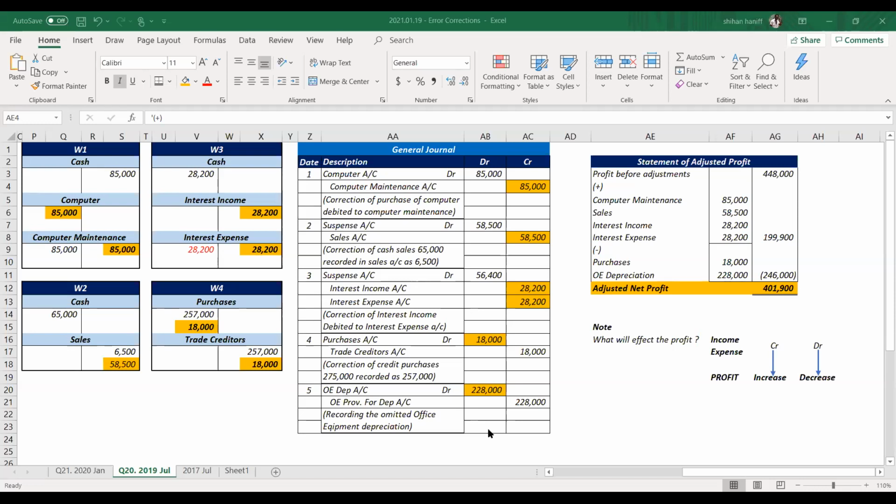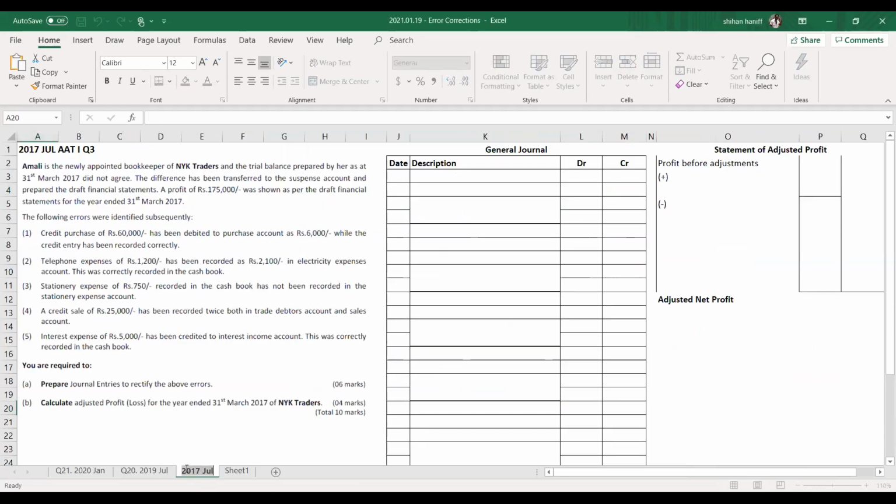Then we will move to question number 16 in the tube. Question number 16 in the tube.